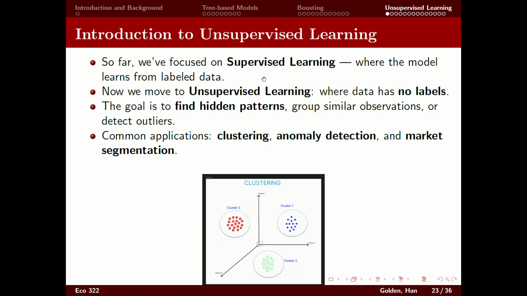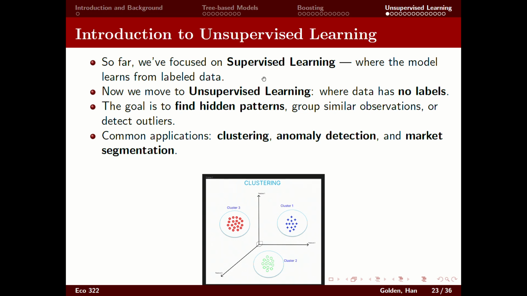So we're going to conclude this portion of the class, this week 5, with the discussion of unsupervised learning. Supervised learning is where the model learns from labeled data. Unsupervised learning is where the data have no labels. We're trying to find hidden patterns, group observations, and figure out the underlying structure of the data.